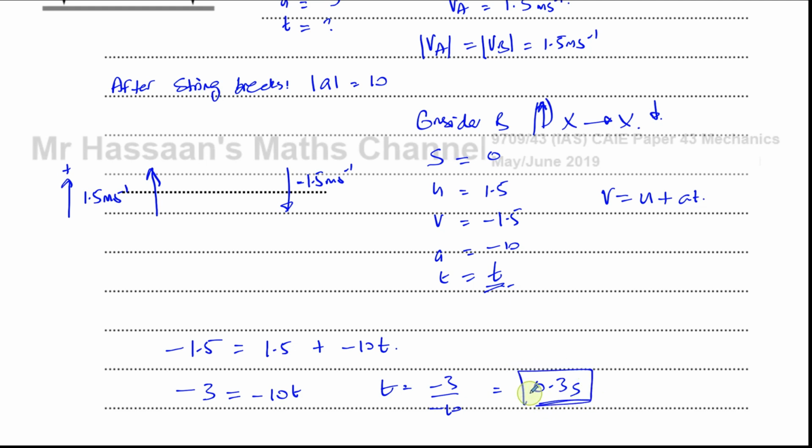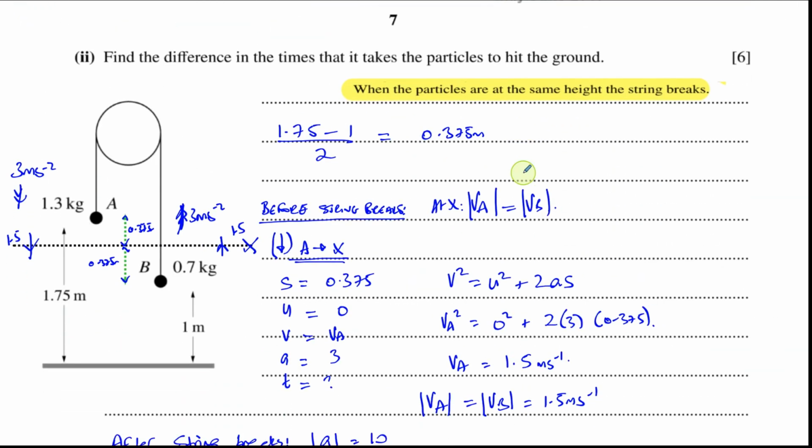Now that's a very, very easy way of dealing with it, right? But you have to just understand a few things. At the point when B reaches X, before the string breaks, it's going at a speed of 1.5 meters per second upwards. Okay. And then as it's going down, it's also going to be going at a speed of 1.5 meters per second, but it's going to be going downwards, right? Which is the same speed with which A fell to the ground from this same point. So the time it takes A to reach the ground and B to reach the ground once B has reached this point on the way down will be the same.